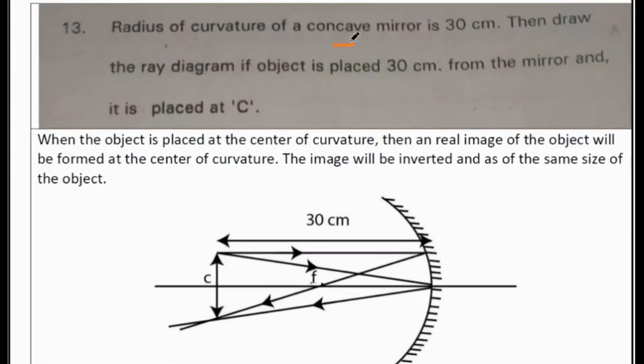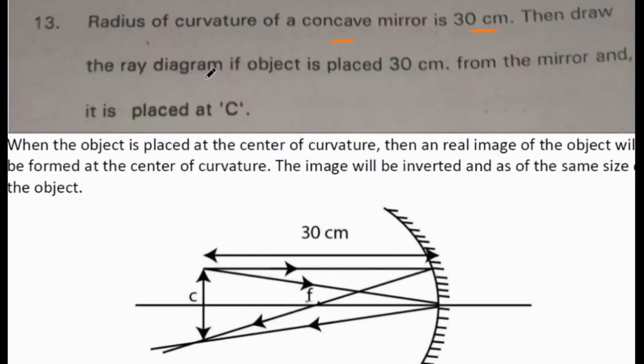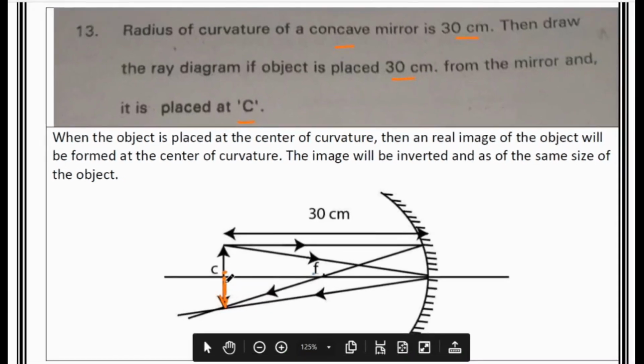Radius of curvature of a concave mirror is 30 centimeters. Then draw the ray diagram if the object is placed at 30 centimeters from the mirror and is placed at C. When the object is placed at the center of curvature, the image will be formed at the center of curvature itself. The image will be inverted and the same size as the object.